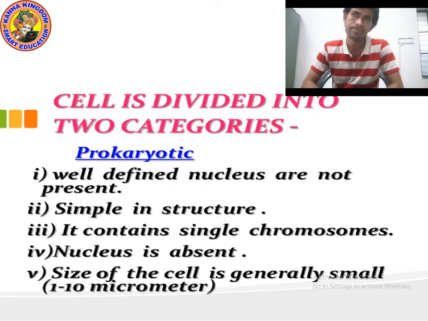What is the size of a prokaryotic cell? Generally, its size is 1 to 10 micrometer. So the prokaryotic cell has a simple structure, the nucleus is absent or a well-defined nucleus is not present, and the size is generally small. It was all about prokaryotic. The second category is eukaryotic. Now let's study the eukaryotic cell. Let's move on to the next point.